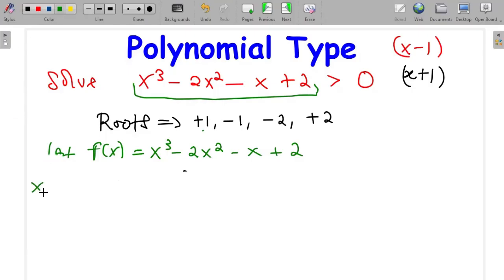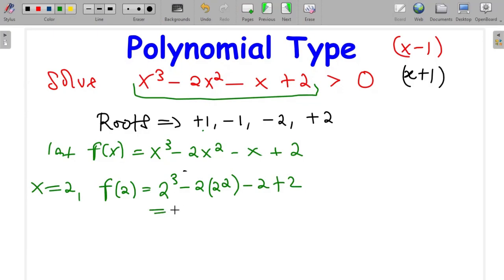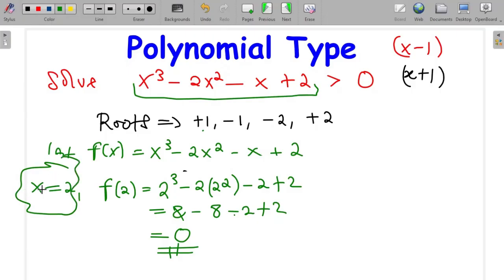Okay, and then we try one more. Let's try x is equal to 2. So f of x is equal to 2 to the power 3 minus 2 times 2 squared minus 2 plus 2. 2 to the power 3, that is 8. And then this one here will be minus 2 multiplied by 4, that will be minus 8. And then I have minus 2 plus 2. So this here is simply 0. Okay, so meaning that this guy here is actually a factor. So it will be x minus 2. All right, so those are the factors there.